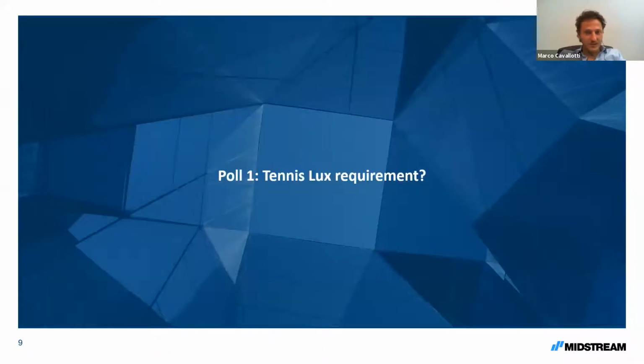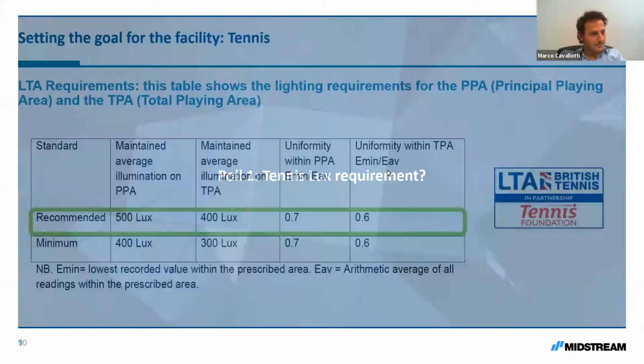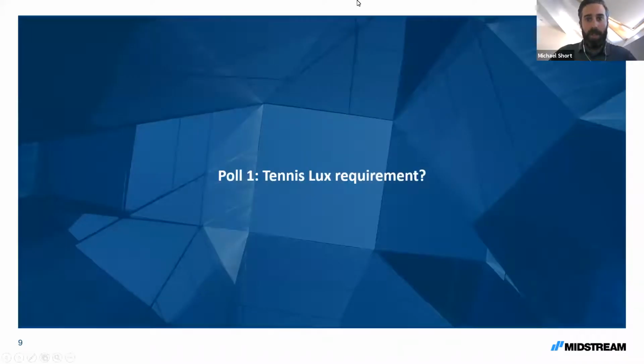Let's start with the first poll. Mike, up to you. Yeah, absolutely. I'm going to fire up a quick poll, guys, before we move on to the next slide. This is a very simple question. It's just to get everyone's juices flowing and understand what people know so far about lighting levels in sport. So the question is, what would the correct lighting level requirement be for a tennis court? There are 4 options on your screen: 50 lux, 150 lux, 500 lux, and 1000 lux.